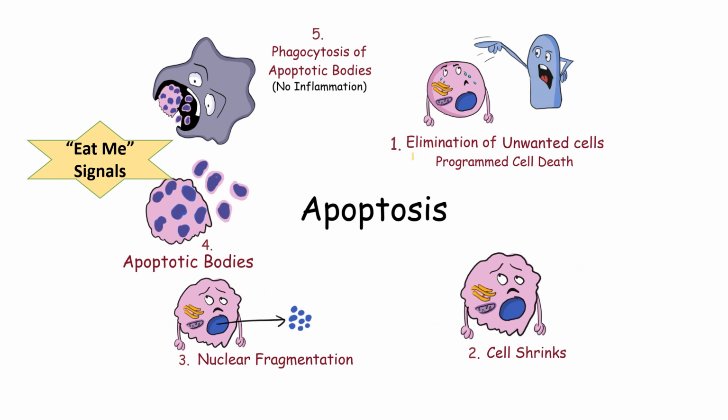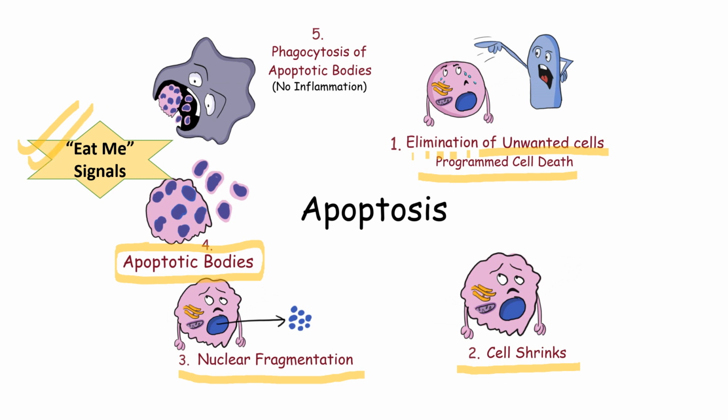Now this is again a small summary of apoptosis. Whenever we need elimination of unwanted cells, there is programmed cell death. How does it occur? Firstly, there will be cell shrinkage, there will be formation of some nuclear fragments, and there is formation of these apoptotic bodies. These apoptotic bodies will fall off the cell and send some eat me signals to the phagocytes. And ultimately, there will be phagocytosis of these apoptotic bodies, and there will be no adjacent inflammation in this case.